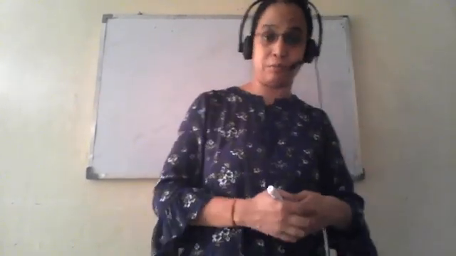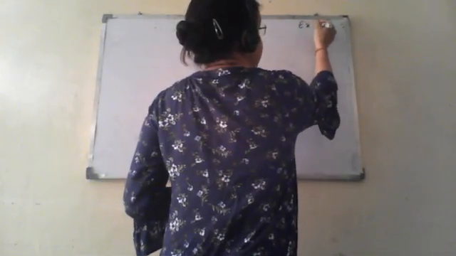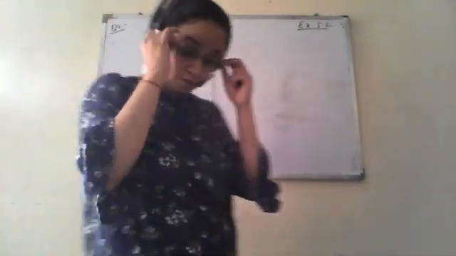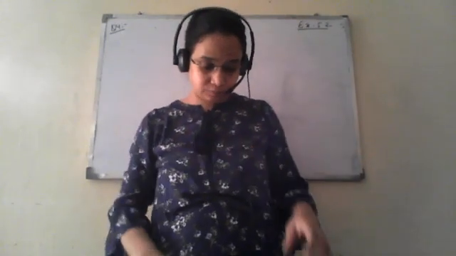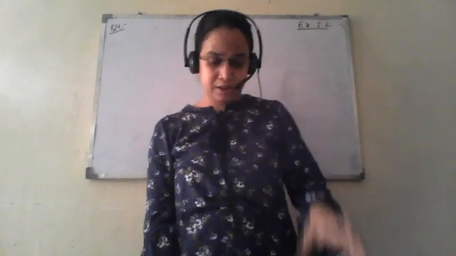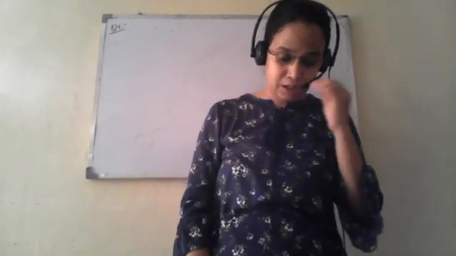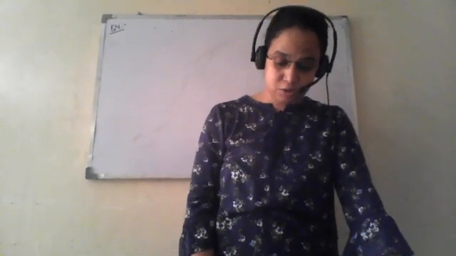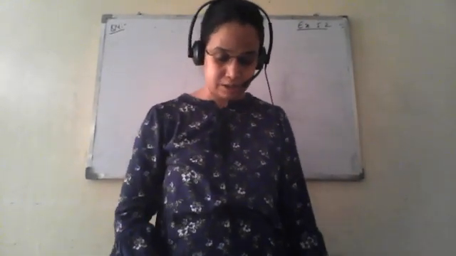Hello everyone. So in the last video we discussed up to question number 3 of 5.2. Now it's question number 4. Exercise 5.2 question number 4. So what it says: the given pie chart shows the marks scored in an examination by a student in Hindi, English, Maths, social science and science. If the total marks obtained by the student were 540, answer the following questions.